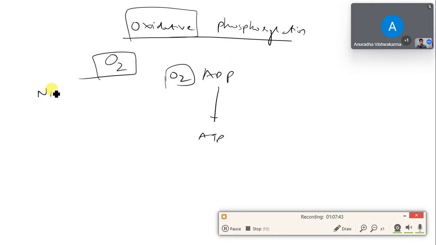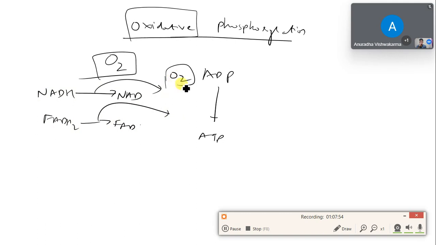The NADH is coming to NAD, the proton goes here. FADH2 to FAD, the proton goes here, and then in the presence of oxygen, the electron is helping in the conversion of ADP to ATP.